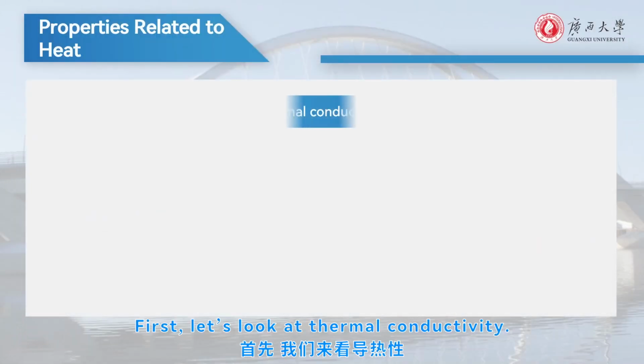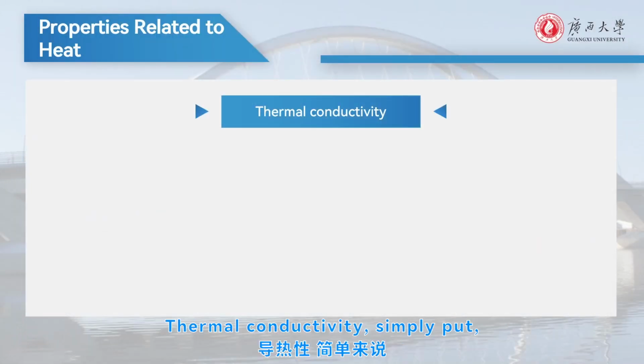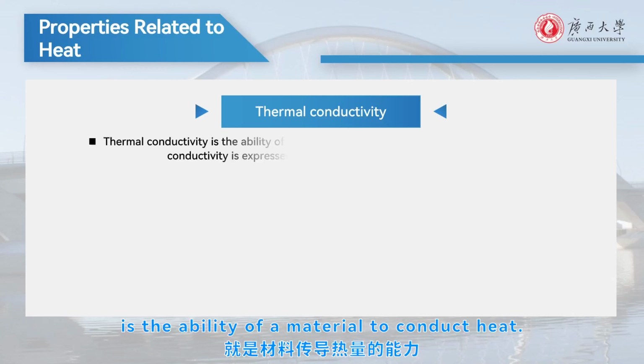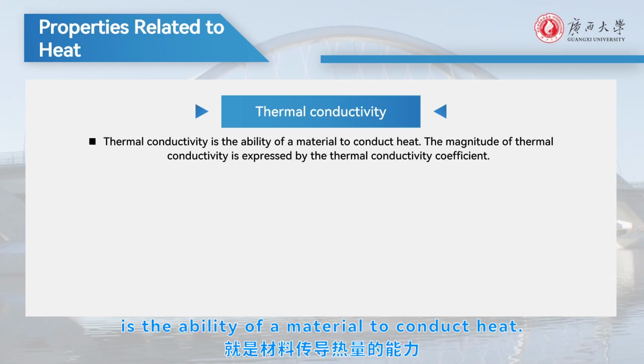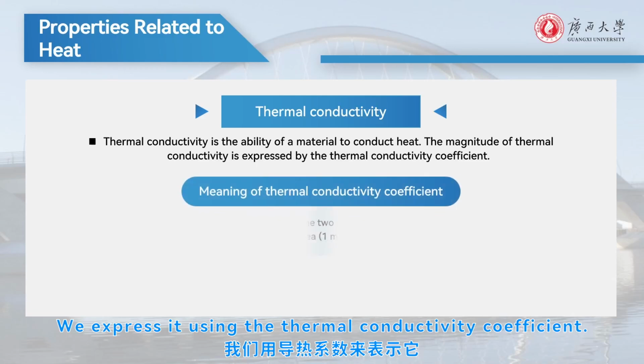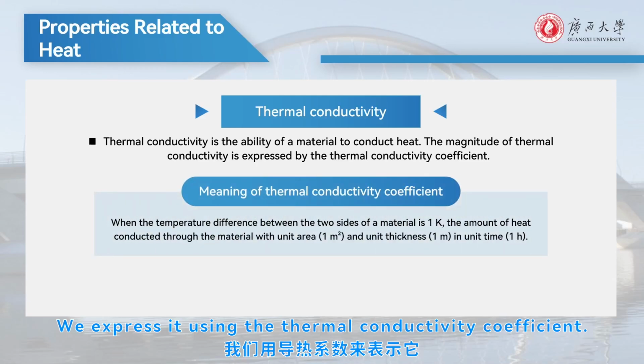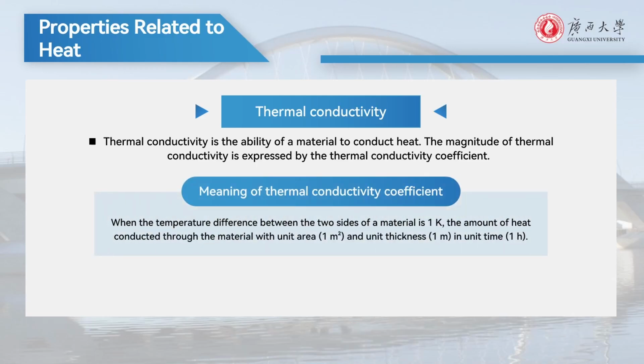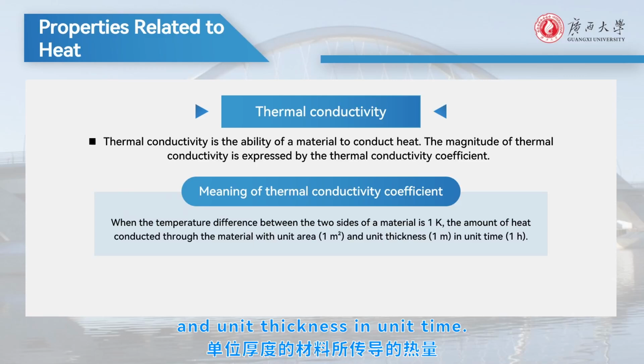First, let's look at thermal conductivity. Thermal conductivity, simply put, is the ability of a material to conduct heat. We express it using the thermal conductivity coefficient. A strict definition is, when the temperature difference between the two sides of a material is 1 K, 1 degree Celsius, the amount of heat conducted through the material of unit area and unit thickness in unit time.